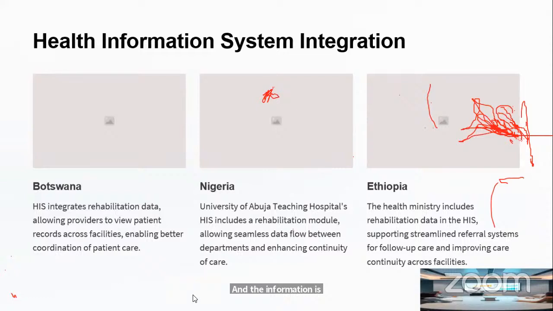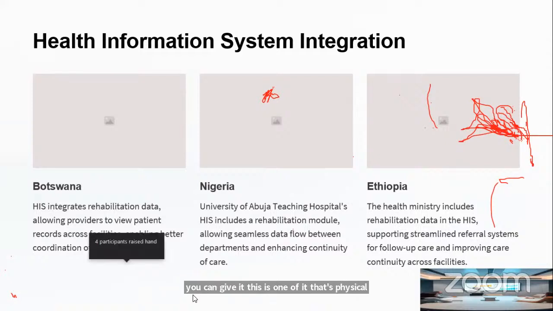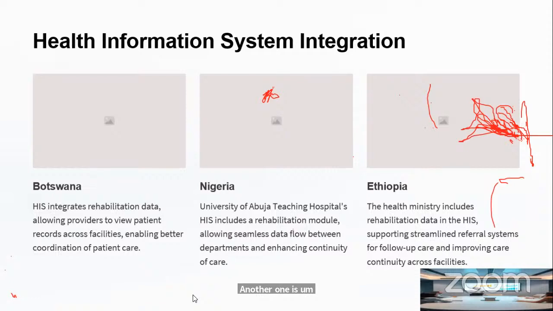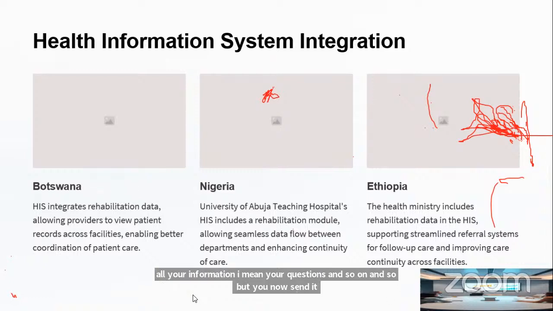You identify the problems you want to solve. When you have it, you can meet them at the reception before their treatment time and give it to them. That's physical, right? Another one is by mail. Depending on your prospective subjects, you can gather their emails and send it to them. Another way is having Google Forms with all your questions, and you send it to various platforms.